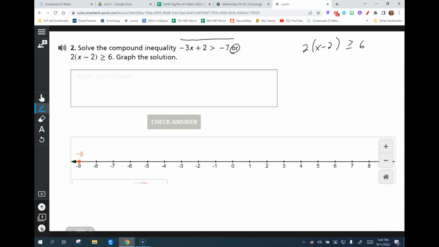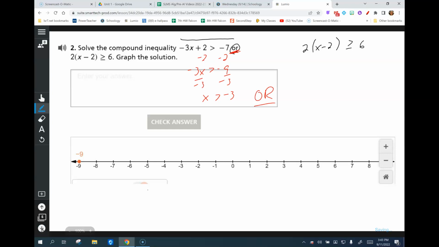So we did this in lesson 5. We're just going to solve each inequality. We're going to subtract 2 from both sides. Negative 3x is greater than negative 9. Divide by negative 3, and we get x is greater than negative 3. But then we have this little word or. It's important. I'm going to put it there so I don't forget.